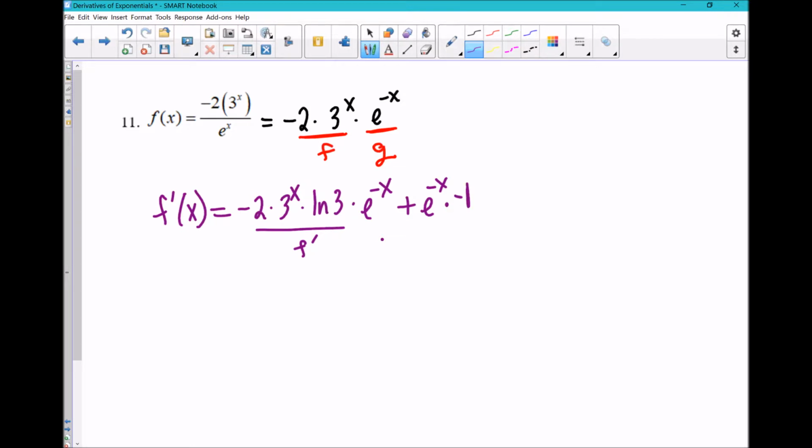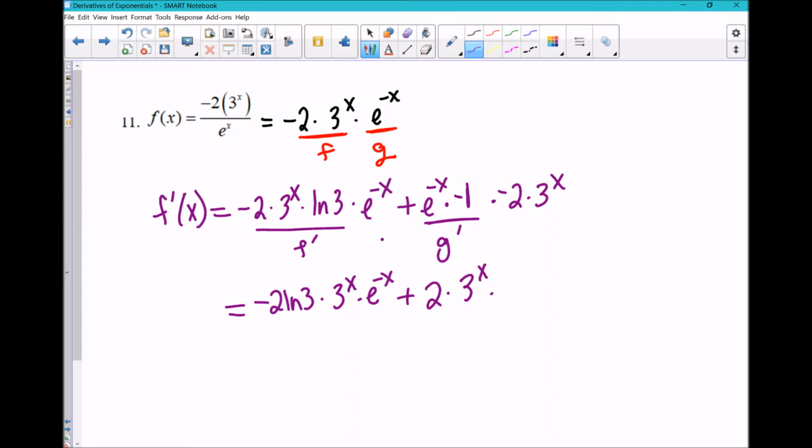I'm going to clean this up in just a second. So here's your g prime. Now I got to multiply it by f, which was negative 2 times 3 to the x. So just to make this look a little bit nicer, this would be negative 2 natural log of 3 times 3 to the x times e to the negative x. Over here, this negative 1 times negative 2 becomes a positive 2 times 3 to the x times e to the negative x.